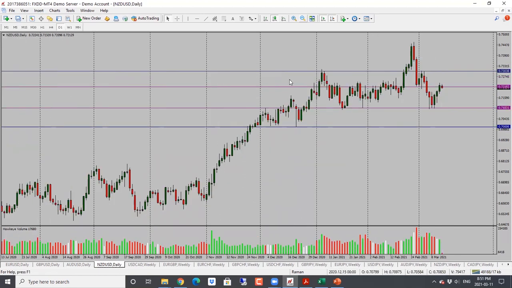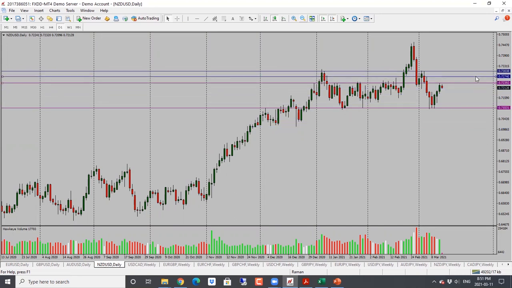New Zealand dollar, again, this is also bullish. Yesterday we were looking for a move up. We got that. Now price is again into resistance here, so this is where we do need to be careful. It is bullish though, and next target is 0.7275 and 0.7300. But if it doesn't break through this resistance, if it holds below here, then we're looking for a move back down towards 0.7150 and then 0.7100.